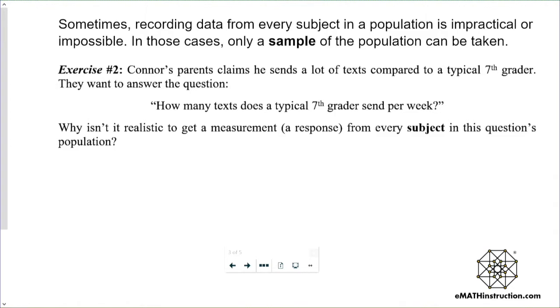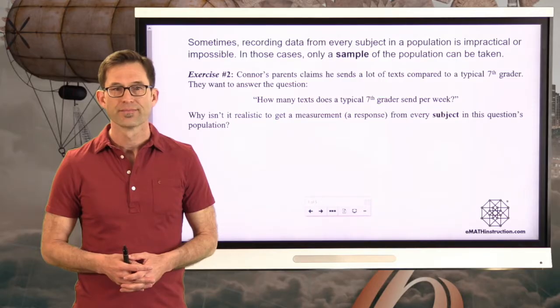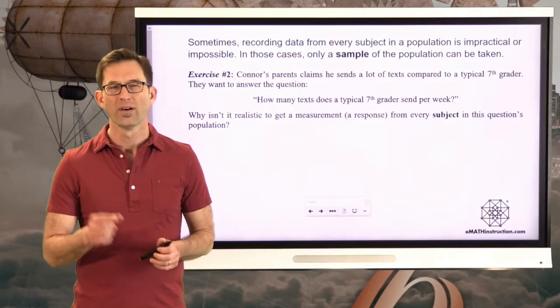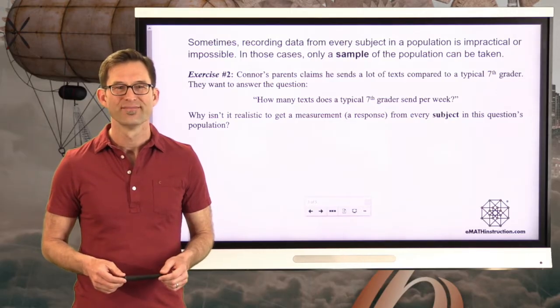Connor's parents claim he sends a lot of texts compared to a typical 7th grader. They want to answer the question, how many texts does this typical 7th grader send per week? Why isn't it realistic to get a measurement, a response, from every subject in this question's population? Why don't you pause the video now, see if you can answer that question.